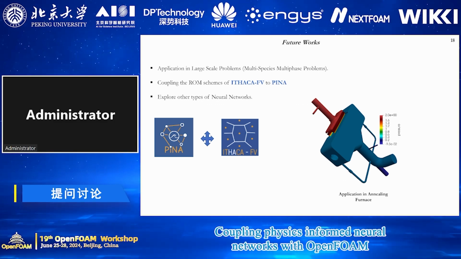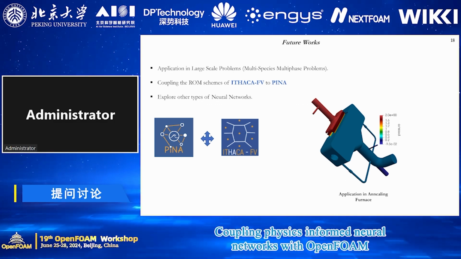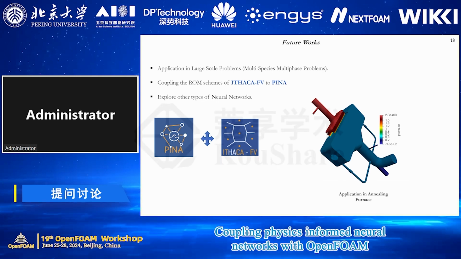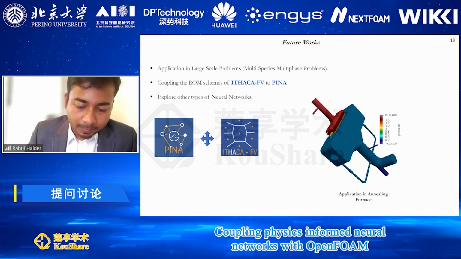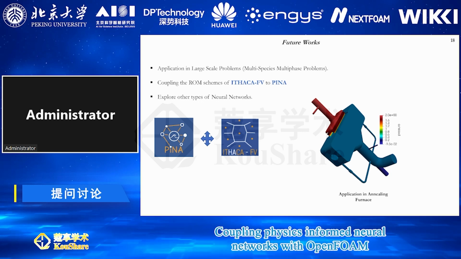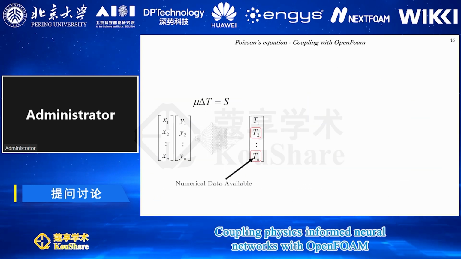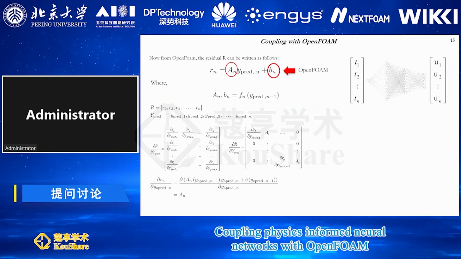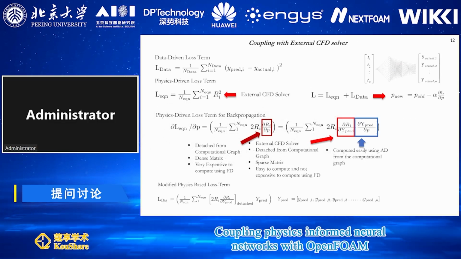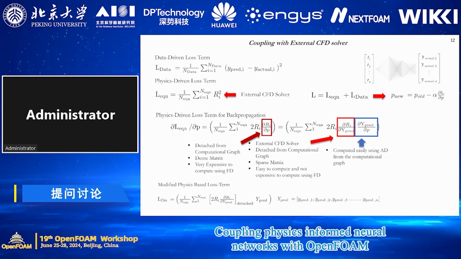Okay, thank you very much. Hello. About the loss part, the partial L over partial Y prediction, where you use the matrix reduction. Is it consistent with the discrete adjoint method?